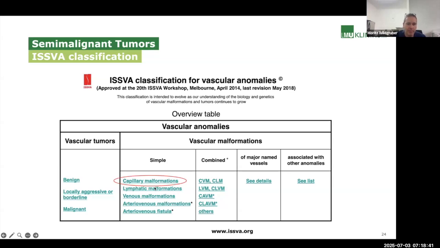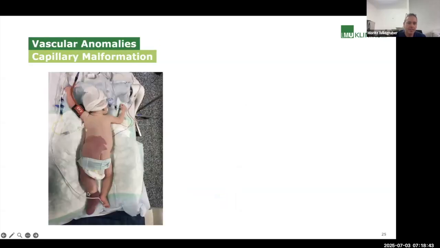Okay, capillary malformations. Originally called the so-called port wine strains, they exist all over the world, are characterized by dysplastic capillaries, and for most of the time, you don't need to do anything because they do not hurt, they do not cause any damage to the child, they are only a kind of aesthetic issue.